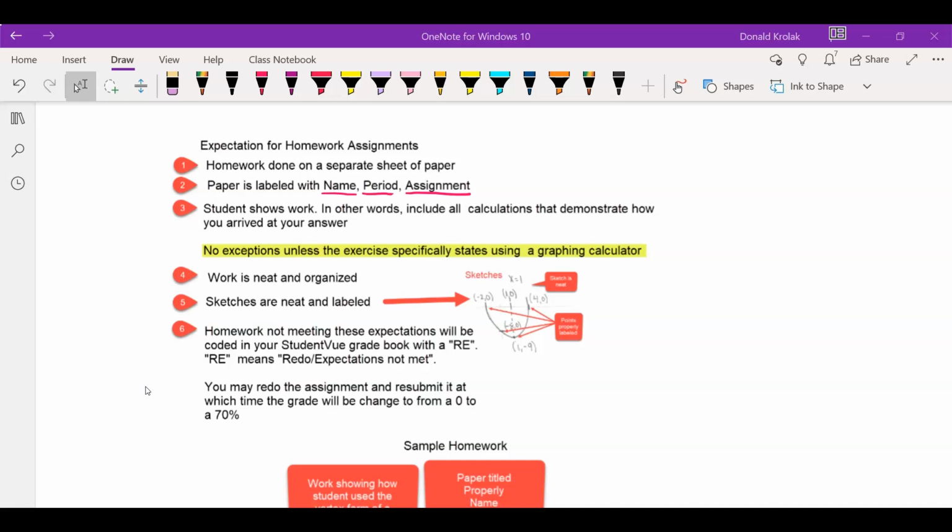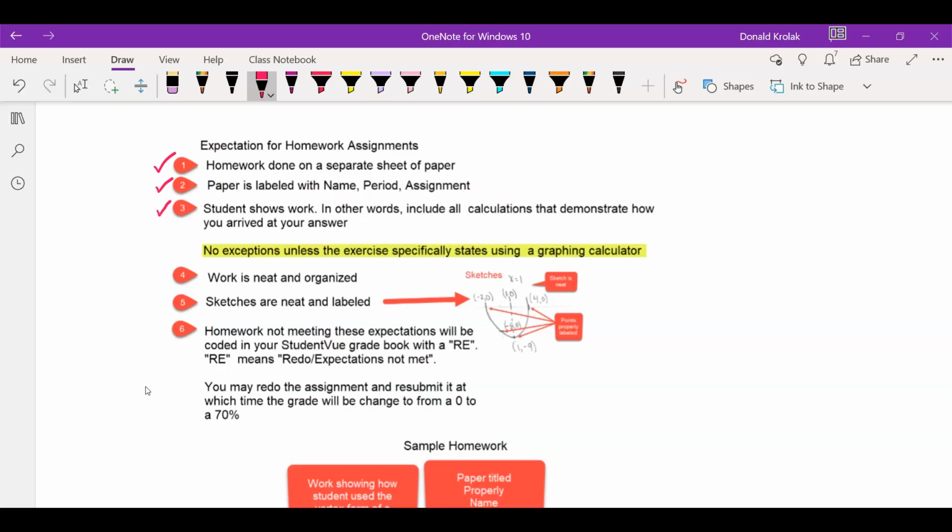Number one is the homework should be done on a separate sheet of paper unless otherwise instructed. Number two, on that piece of notebook paper, you need to have your name, first and last, the period that you have the class, and then the assignment, what exercise set and what problems out of that exercise set. Okay, the next part is showing your work.